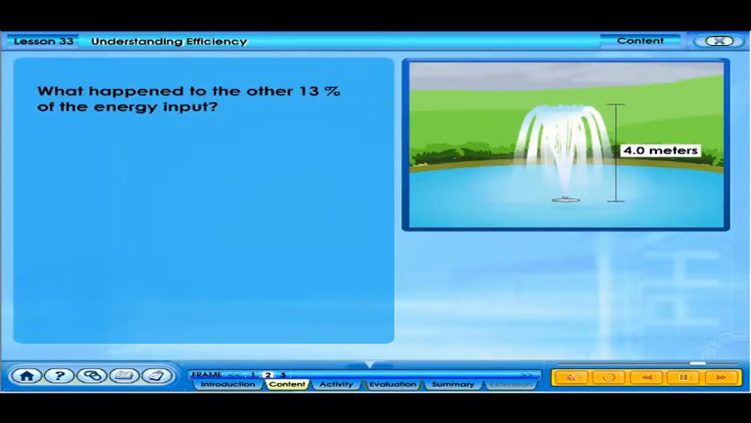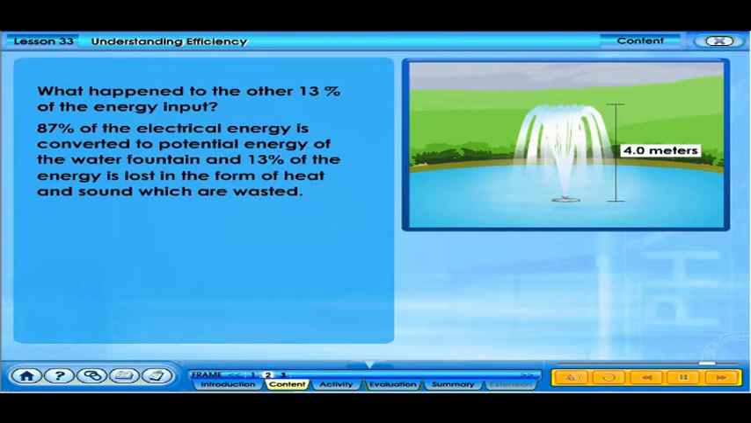What happened to the other 13% of the energy input? 87% of the electrical energy is converted to potential energy of the water fountain, and 13% of the energy is lost in the form of heat and sound, which are wasted.